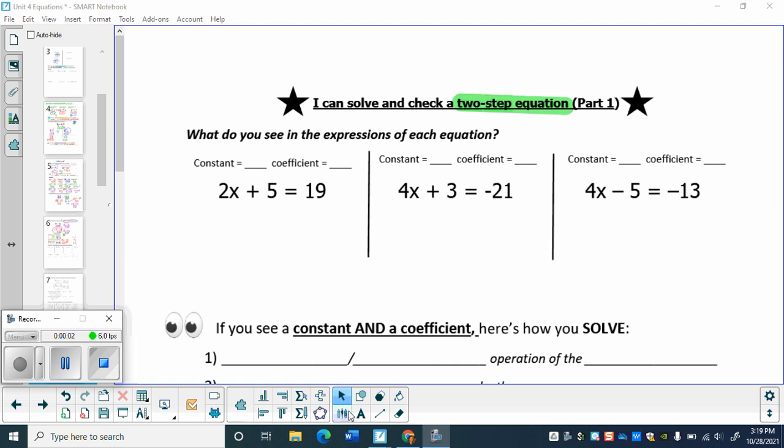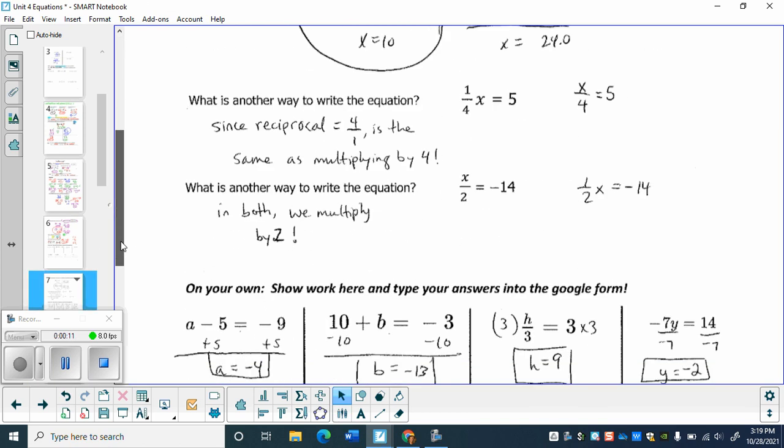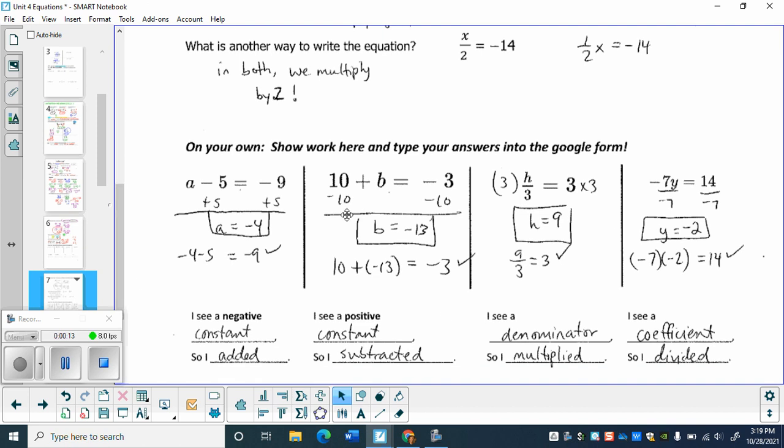Okay, so in this video, we're actually going to build up from one-step equations and take a look at two-step equations. And just to review a little bit what I mean by one-step equations, let's take a look down here at these four problems. These four problems actually review all of the things that you might see which require only one step to solve. So what do I mean by one step?